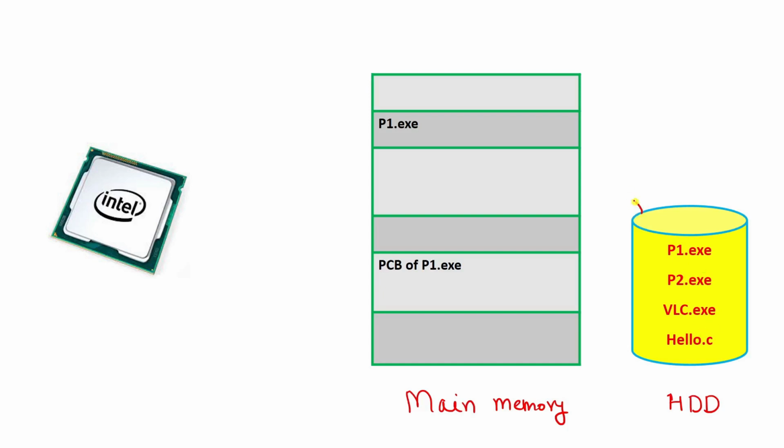Now when we double click any of these programs which are present on our secondary storage, or let's say on the hard disk, the OS, or you can say the loader which is present inside the OS, actually loads that particular program inside your main memory. So this is the process, okay? And now this is the PCB of that particular process, right? So that program has been turned into the process.